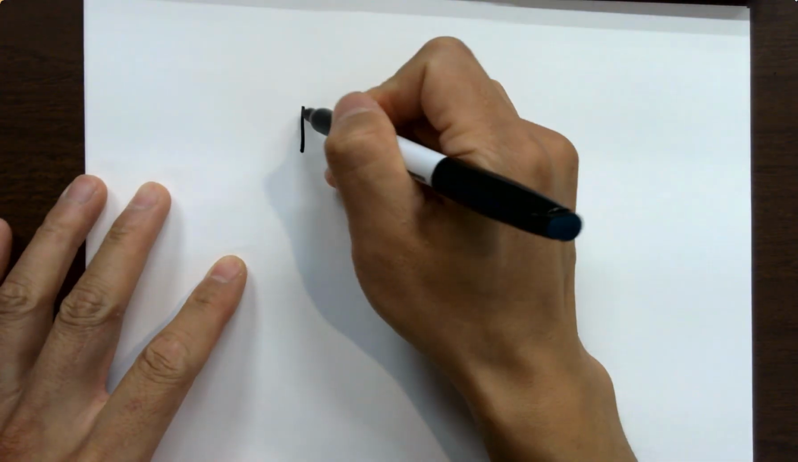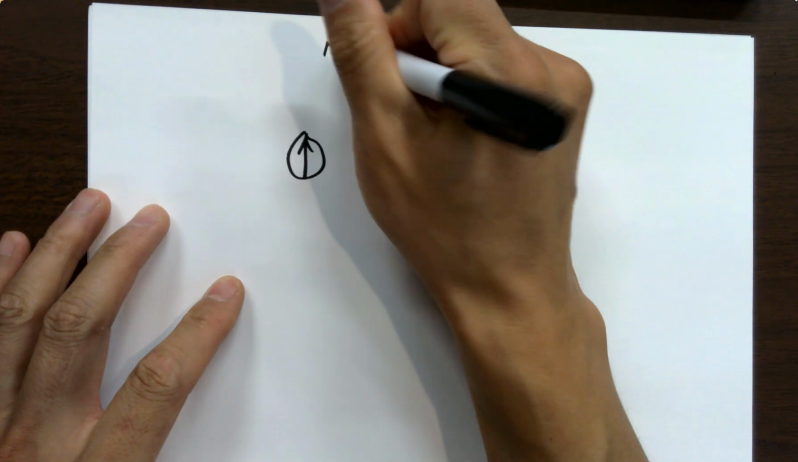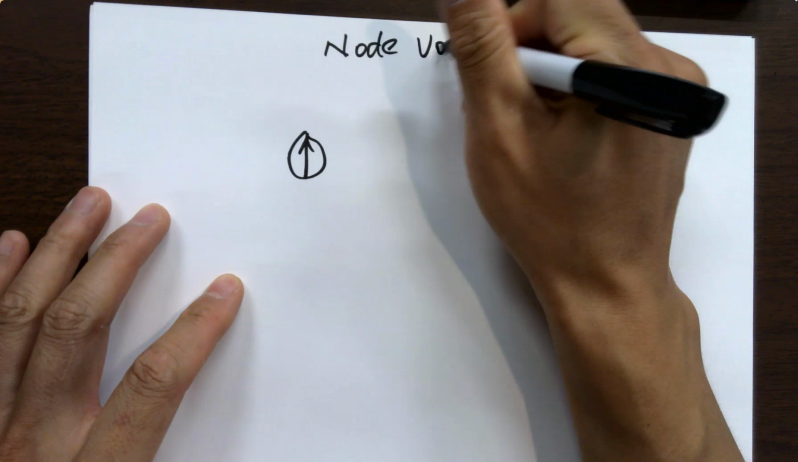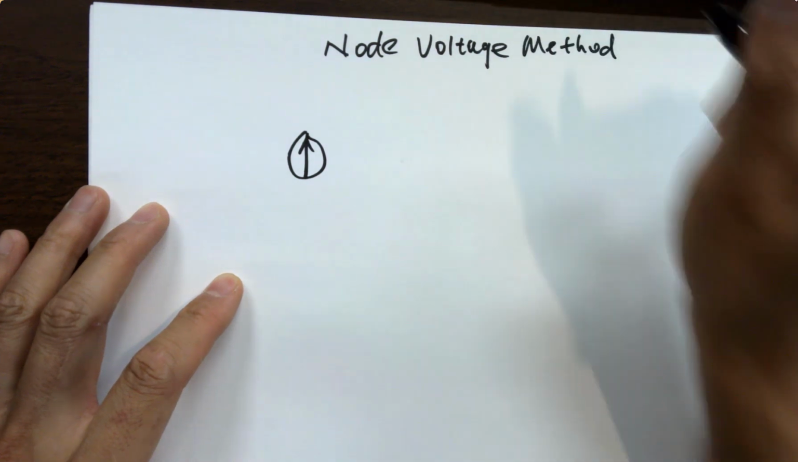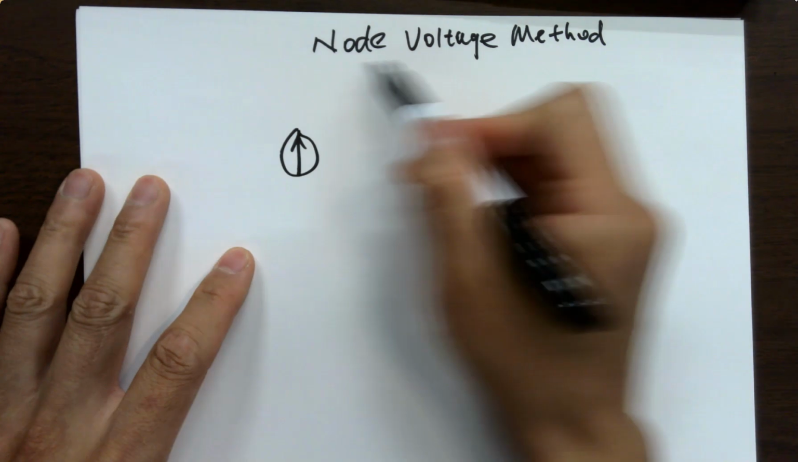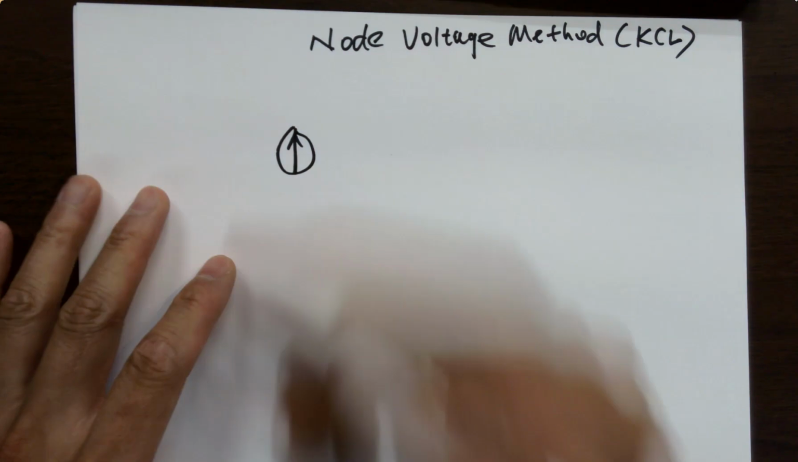So the first one I want to talk about is this. Everything about tutorial 4 is trying to teach you the node voltage method. When you are doing node voltage method, you use KCL.